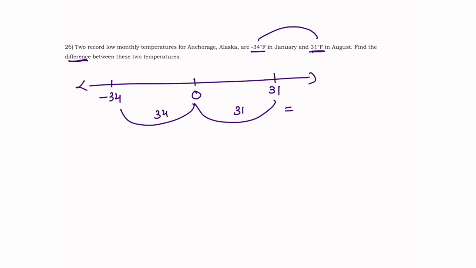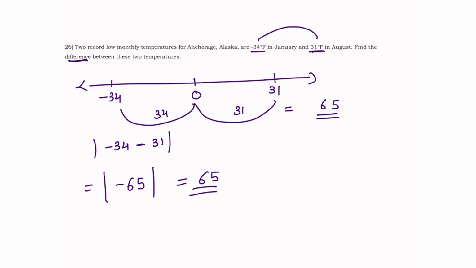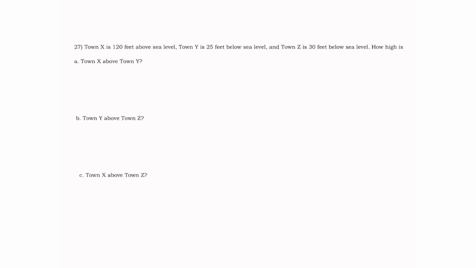So what's the answer? 4 plus 1 is 5, 3 plus 3 is 6. So that's the answer. Or if you do it this way, how are we going to do it? Minus 34, and this is 31, right? So minus 34 and minus 31, so we are going to add them, which is 65 with the minus sign in the absolutes, and that is 65 over here. Let's go to the next one.